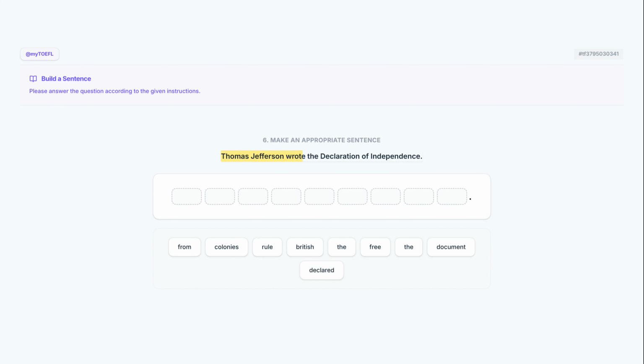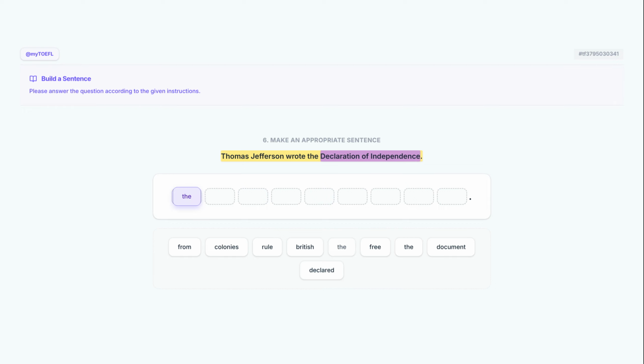Thomas Jefferson wrote the Declaration of Independence. The context sentence introduces a historical document written by Thomas Jefferson. The next sentence should naturally explain what that document achieved or what its primary message was. Now, let's arrange our scrambled words to form the correct sentence.